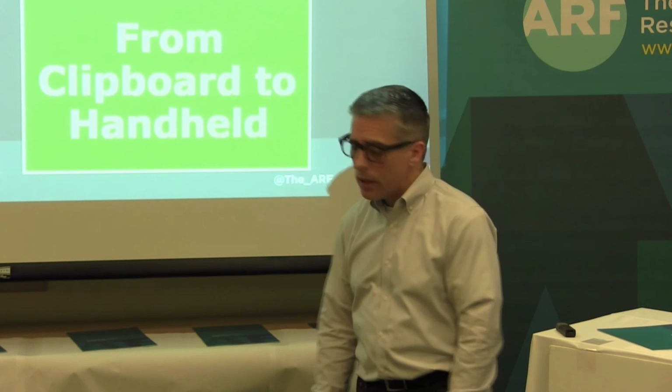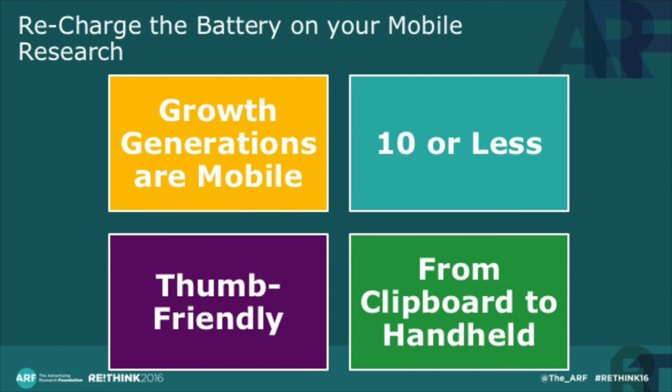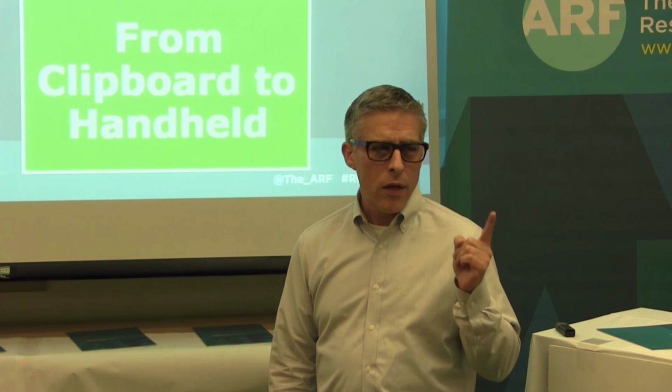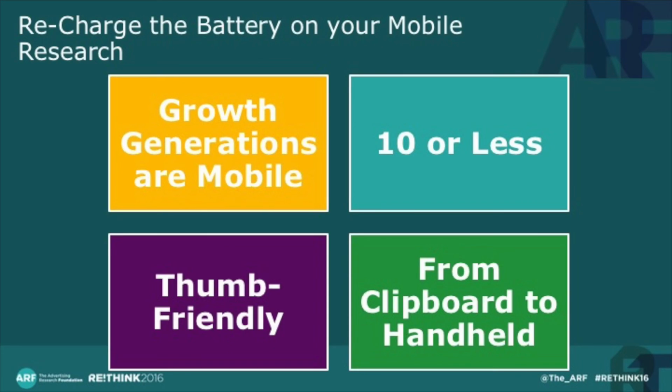So, I want to close with this. I want you to do 4 things. Here's our checklist to recharge the battery on your mobile quality research. Number 1, keep in mind, growth generations are mobile. You need to include them in your surveys. Number 2, keep the survey to 10 minutes or less before the quality of the data is at risk.